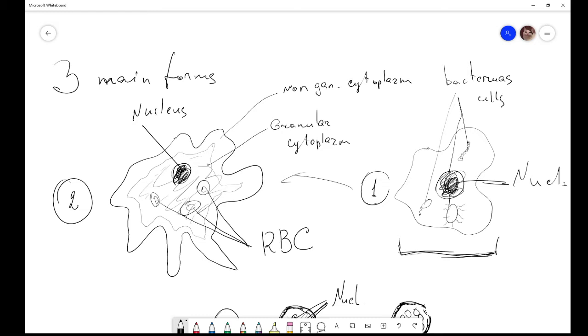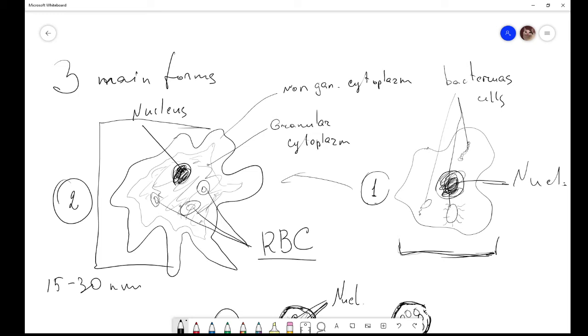What is the size of this body? Its size is between 30 to 50 micrometers. The cytoplasm is granular, as you can see, granular near the nucleus, and this cytoplasm contains a lot of red blood cells, as I drew.